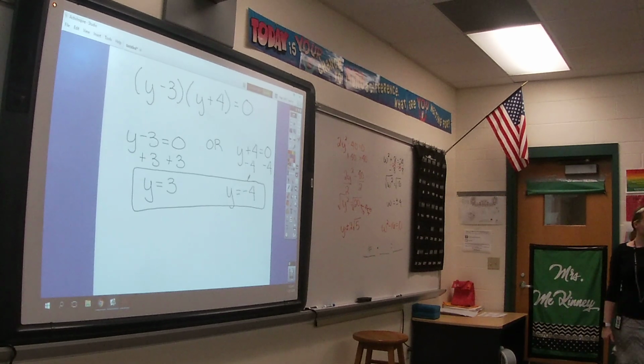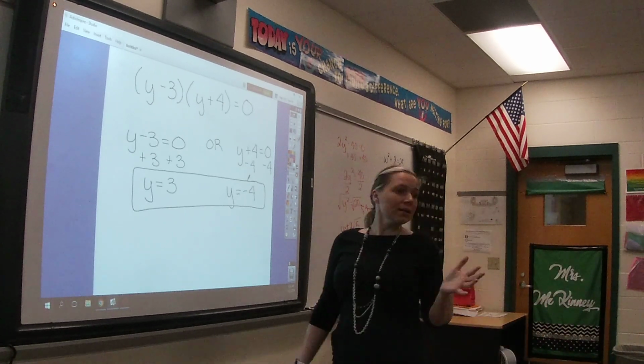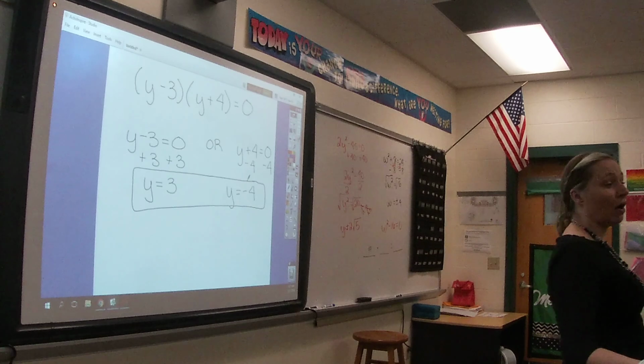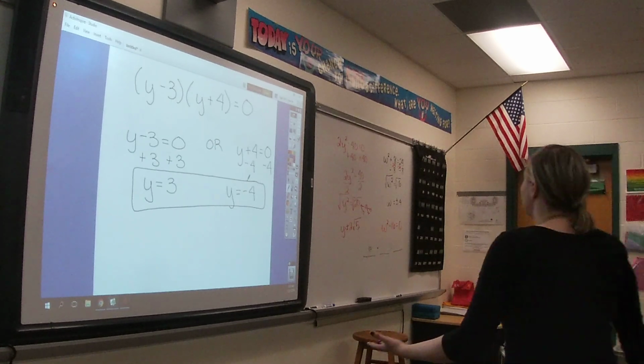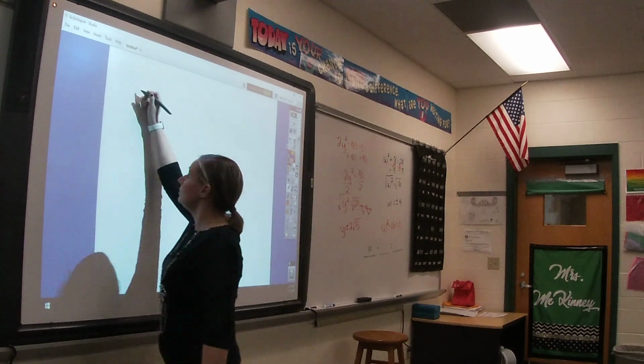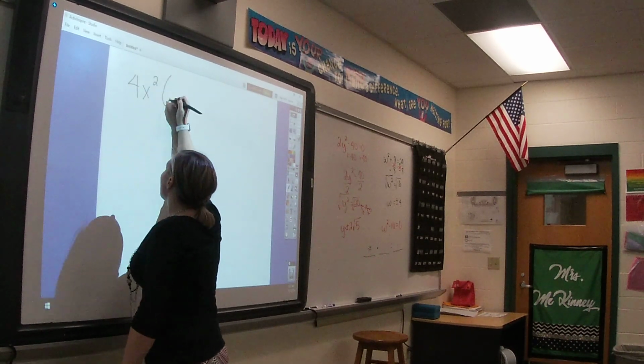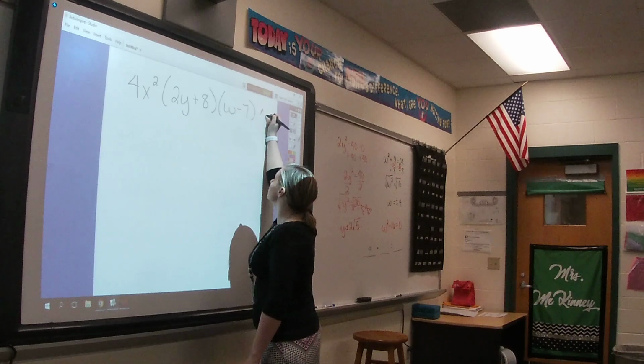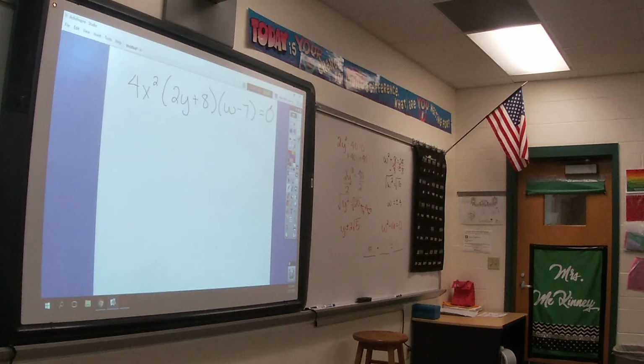Now, here's the cool news. This works not just for quadratics, this works for anything. As long as we have something set equal to 0, it doesn't matter how many things are multiplied together, or even if they have the same variable. So it can be something we are completely unaware of how to solve in any other way, shape, or form. Okay, so if I have something that says x squared times 2y plus 8 times w minus 7 equals 0.